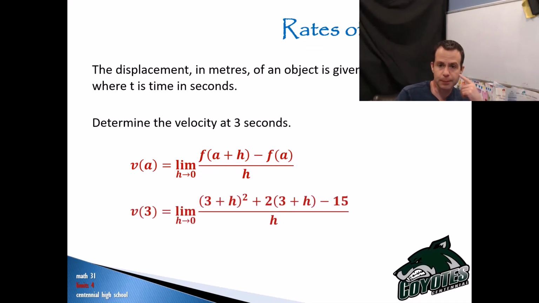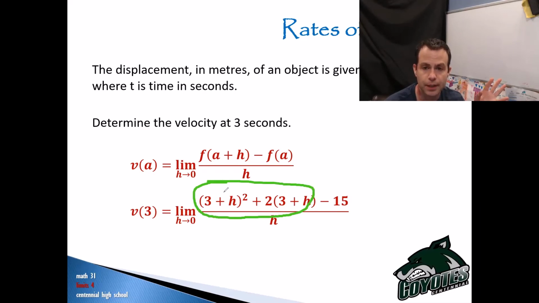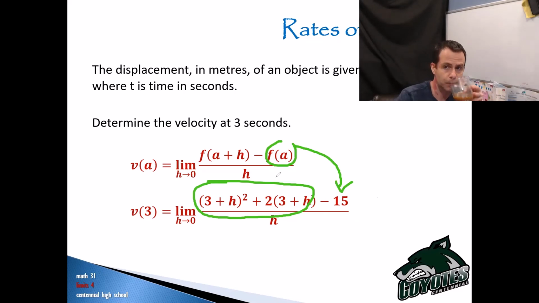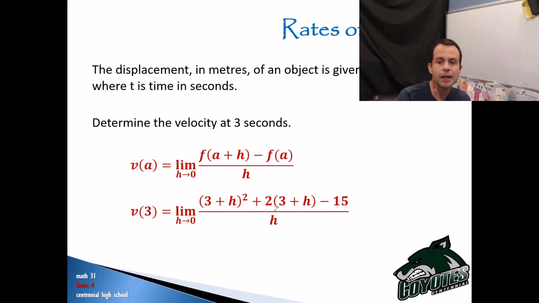Okay, so f of a plus h, remember that the formula is t squared plus 2t. So this right here is my t squared plus 2t. I'm just plugging in 3 plus h for t. And then I knew that f of a was 15 because I just plugged in 3 for the t value in this instance. Okay, so now I've got to clean this up. 3 plus h squared would be 9 plus 6h plus h squared. Then we've got plus 6 plus 2h minus 15.